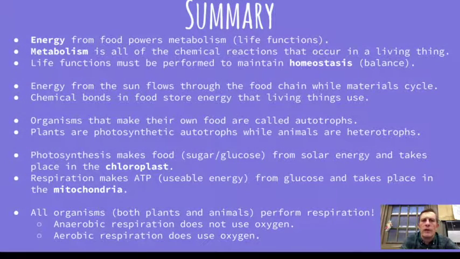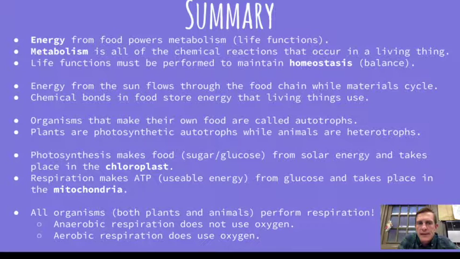So in summary, and this should kind of help you while you're filling out your green sheet, energy from food powers metabolism or life functions. Metabolism is all of the chemical reactions that occur in a living thing. And life functions must be performed in order for an organism to stay balanced or maintain homeostasis. Energy from the sun flows through the food chain while materials cycle. Chemical bonds in food store energy that living things use.